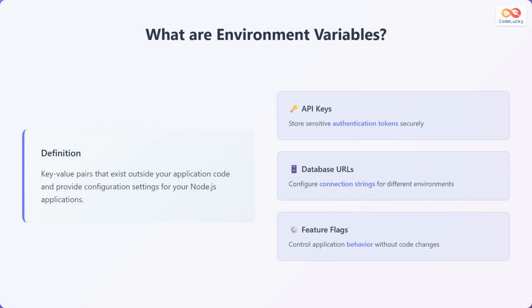Environment variables are key value pairs that exist outside your application code. They provide configuration settings for your Node.js applications. Consider these examples. First, API keys, which store sensitive authentication tokens securely. Second, database URLs, which configure connection strings for different environments. And third, feature flags that control application behavior without code changes.